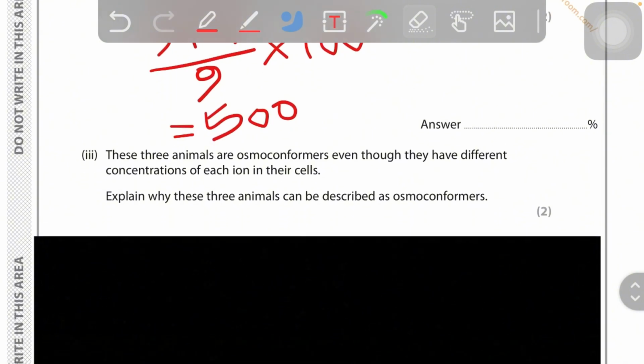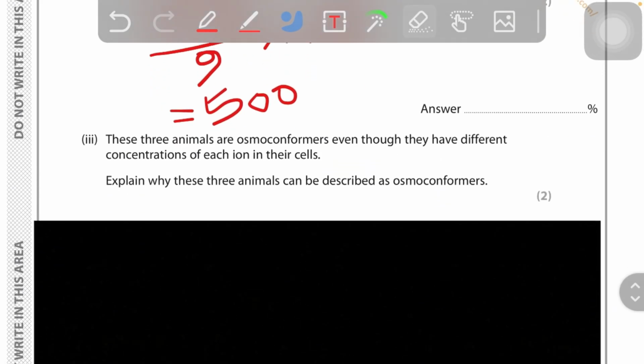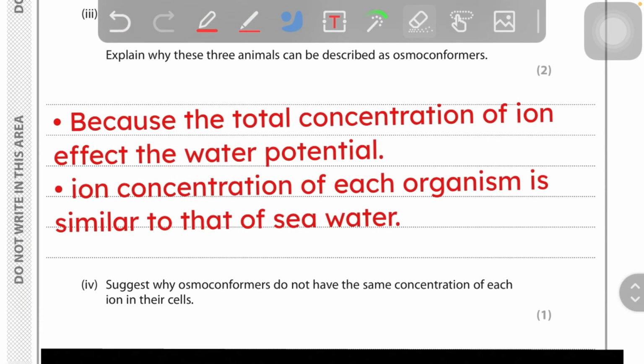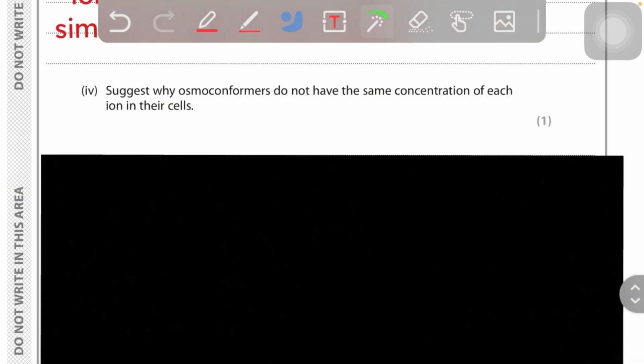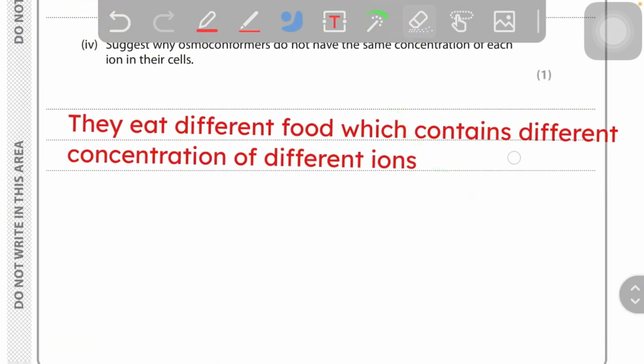Percentage difference. These three animals are osmoconformers even though they have different concentrations of each ion in their cell. Explain why these three animals can be described as osmoconformers. Because the total concentration of ions affects the water potential. The ion concentration of each organism is similar to that of seawater. Suggest why osmoconformers do not have the same concentration of each ion in their cell. They eat different food which contains different concentrations of different ions.